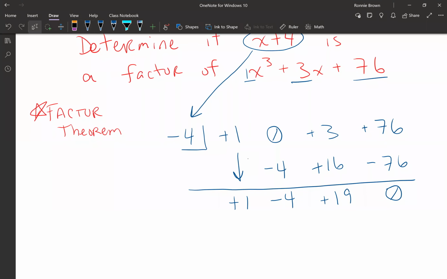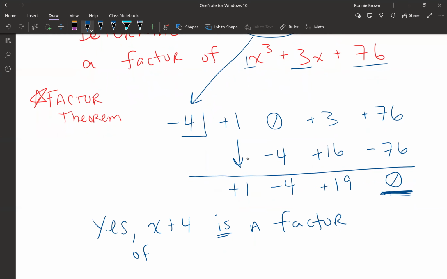So the key thing to look at here is our remainder. In synthetic division, the remainder is always this last value. And as I stated a few moments ago, for something to be a factor of something else, it must divide evenly, meaning have no remainder. So this is 0, the remainder. Our division has no remainder. So therefore, we can say, yes, x plus 4 is a factor.